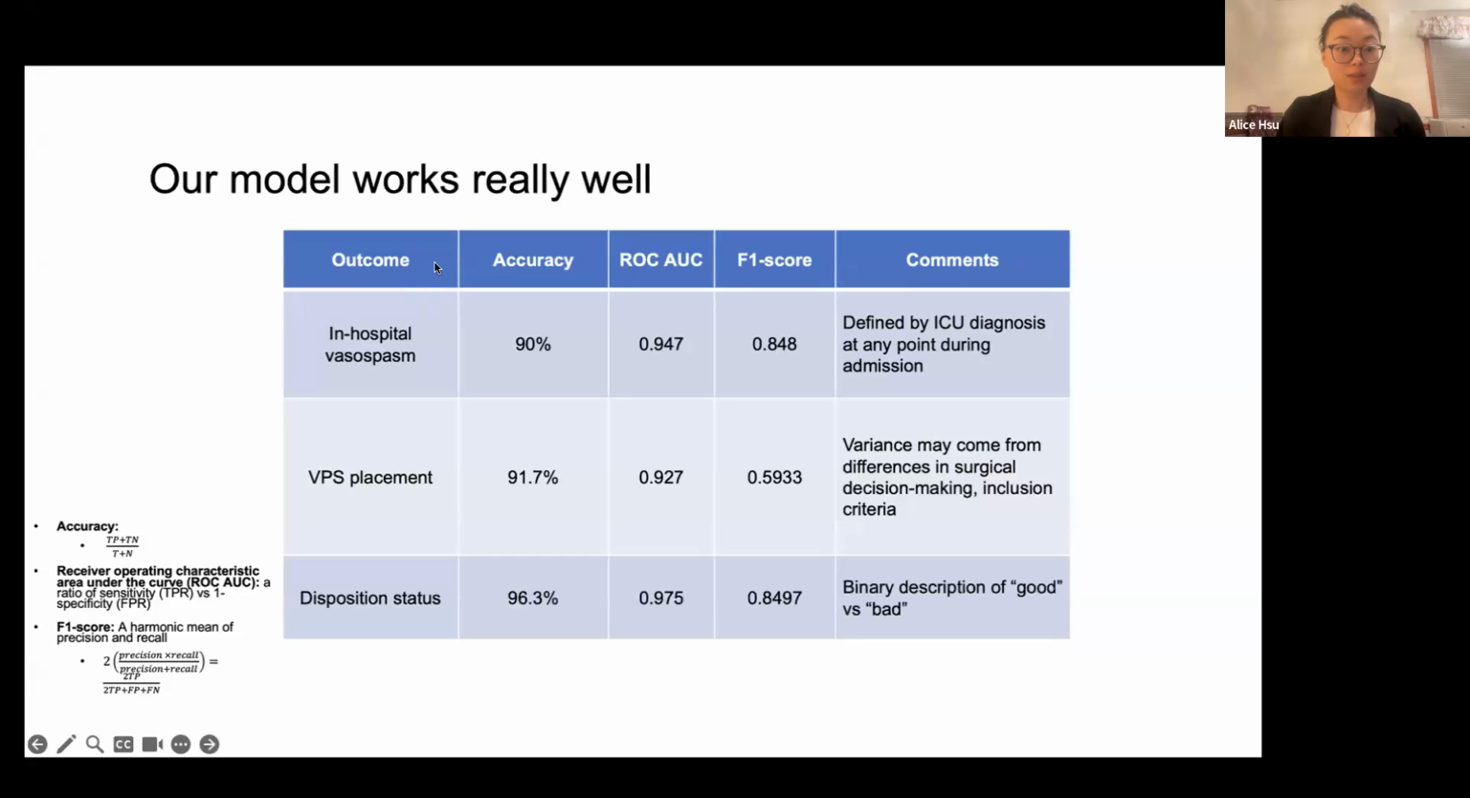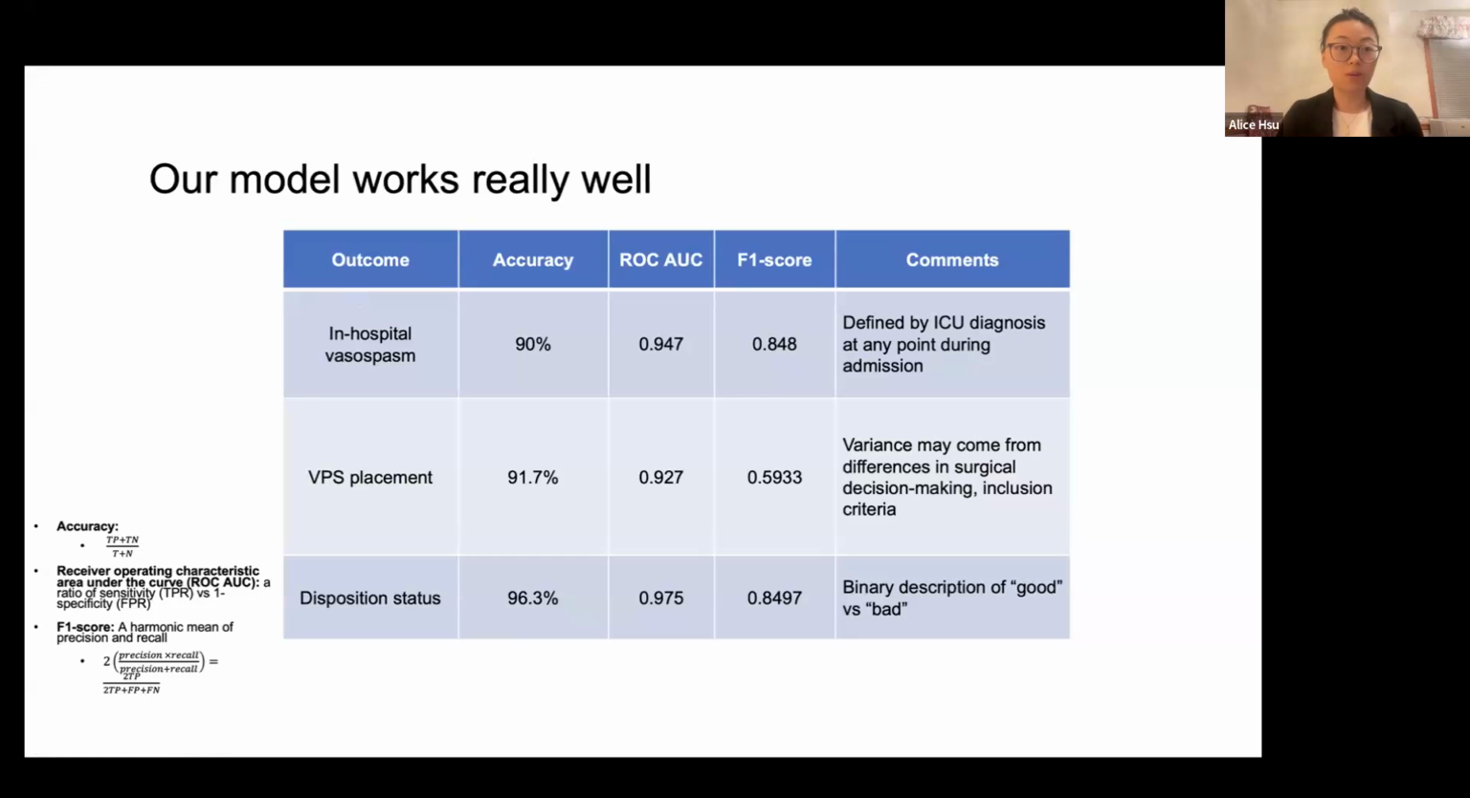And in terms of disposition status, our model is very good at predicting disposition status. It's quite accurate, and its F1 score is really high. However, we only looked at whether or not our disposition was good or bad, and good meant that they were going home or they were going home with home health, and bad was pretty much everything else.